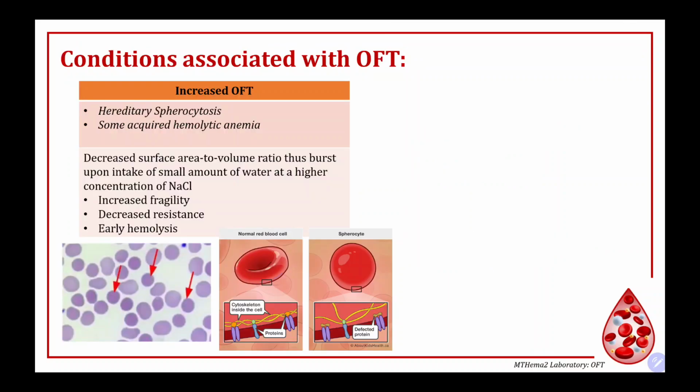Now, when cells have a decreased surface area to volume ratio, they have a limited capacity to expand. Thus, when placed in a hypotonic solution, they can only take a small amount of water, leading to immediate bursting. Red blood cells with smaller surface area, such as your spherocytes, will rupture more quickly. Thus, it has an increased osmotic fragility and lesser resistance to hemolysis. Examples of conditions associated with increased OFT are hereditary spherocytosis and some acquired hemolytic anemia.